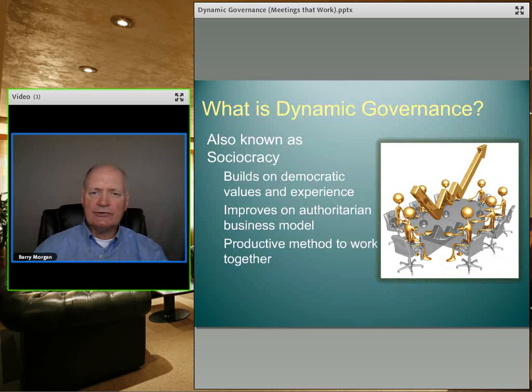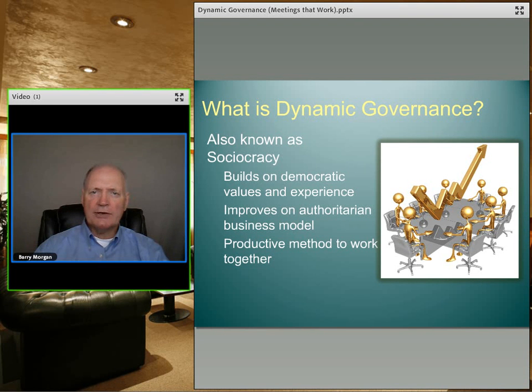Dynamic governance is also known as sociocracy. It builds on and extends the democratic values and principles that we all are very familiar with, the parliamentary procedures and Robert's Rules of Order that we've used in the past. But it improves as well on the authoritarian business model that is based on our democratic process.